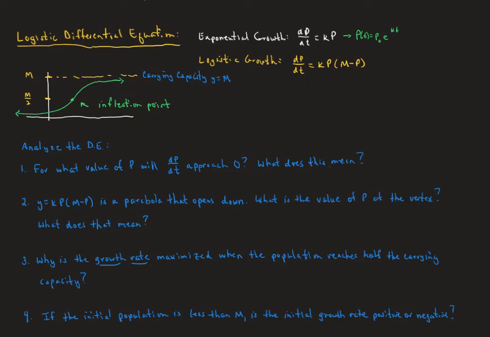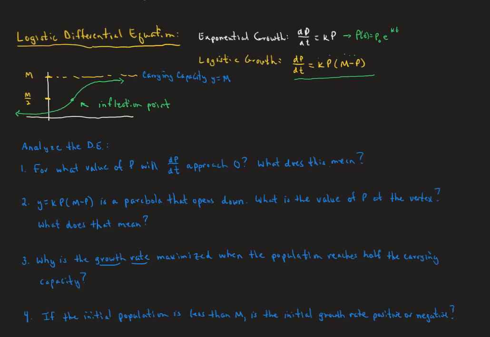So a more accurate model of population growth is what's known as the logistic growth model. And that's given by dP/dt, the rate of change, is proportional to the product of P and (M - P), where M is known as the carrying capacity. And that turns out to be the maximum sustainable population.